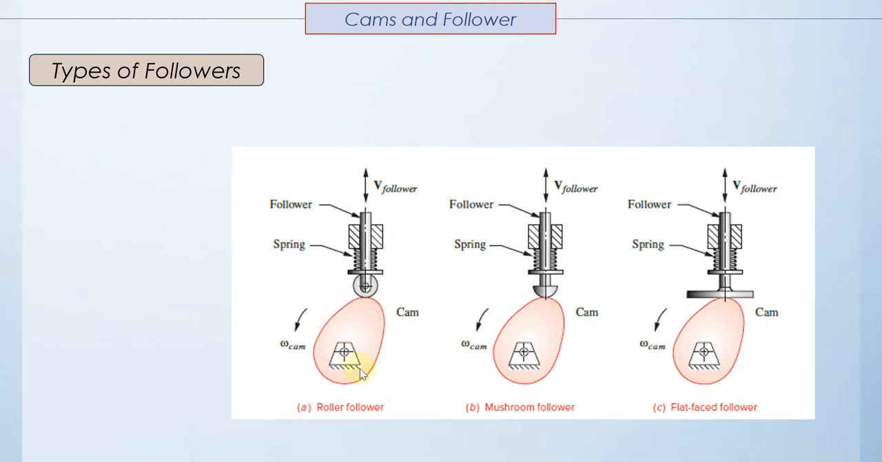Followers means that as the cam is turned, clockwise or counterclockwise, then the follower will be moved linearly. All of these followers will be moved linearly, but the difference is the design of the followers, look here. We have a roller which is in contact with the cam. We have a type of mushroom like this, and also we have flat face followers. Of course, different types of followers will give different results for the displacement, velocity, acceleration, or even jerk motion.